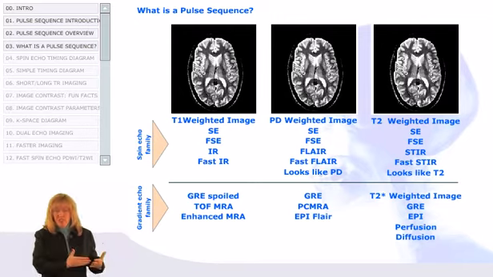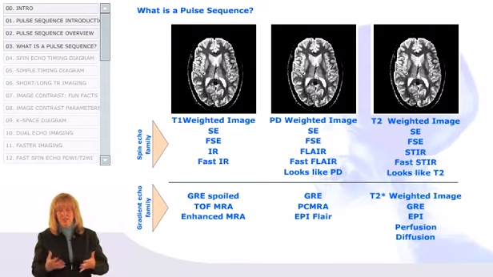So what you see on the slide here are three main colors of images. And almost everything we do in MRI falls under these three main color categories. We have the T1 color of image, we have the T2 color of image, and the proton density color of image. Now, how do we acquire these images?